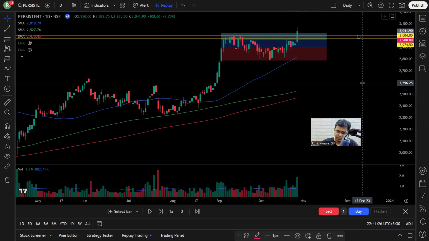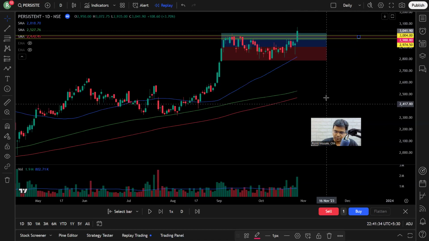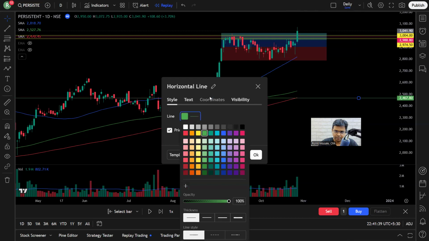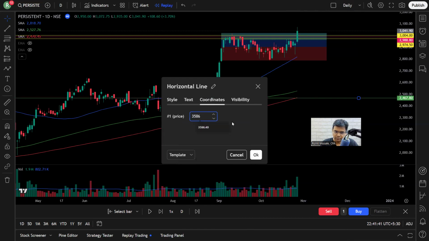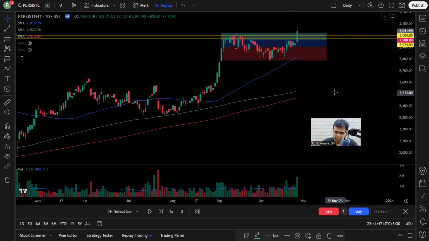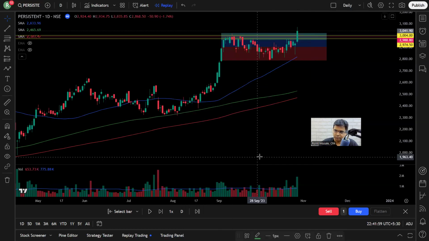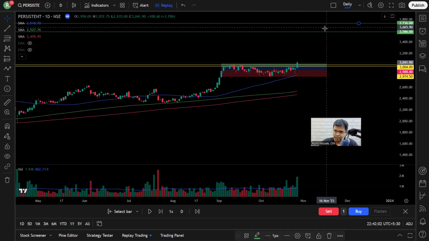One is 20% above the pink line, another is 25% above the pink line. So 2988.80 multiplied by 1.20, so 3586. So let's put 3586. I will give it green color. So this is to manage the trade. And the next line would be 2988.80 multiplied by 1.25, so 3736. So I'll draw another line which is 3736 and I will give it green color. Now if I reduce this, you have a selling range.